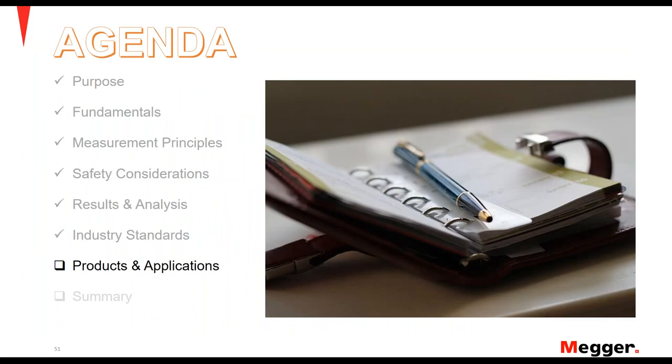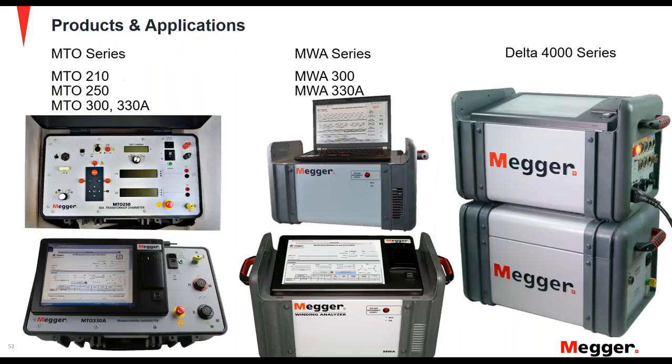Now let's look at some products that Megger has to offer that perform these tests. For winding resistance, we have our MTO series that has the MTO 210, the 250, and the MTO 300 series models. Next, we have the MWA series, namely the MWA 300 and the MWA 330A. And then for excitation current and power factor testing, we have the Delta 4000 series.